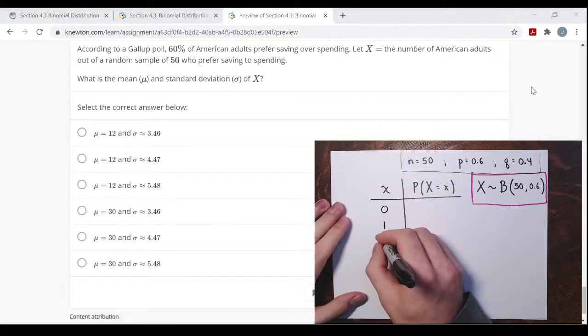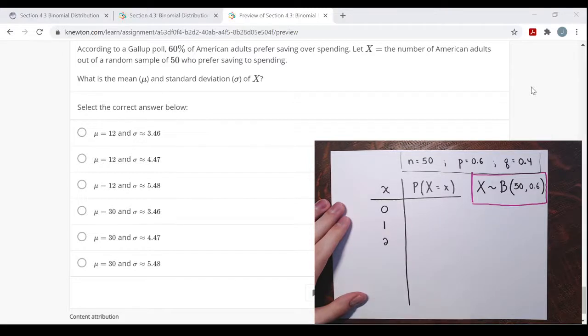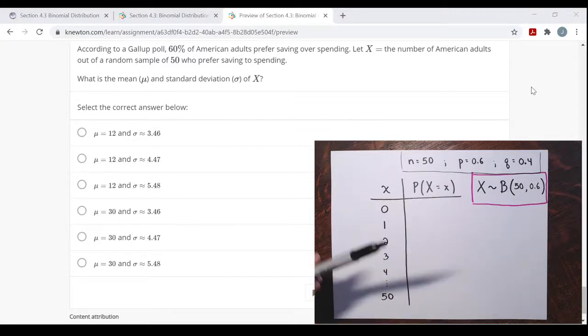There's also a chance that exactly 2 out of the 50 prefer saving over spending. 3 out of the 50, 4 out of them maybe. You see why I'm not going to actually complete this table, because this would continue on. And there's also a chance that all 50 of them, if I pick, again, a random group of 50 American adults, could say that they prefer saving over spending. So the possible values of this random variable are 0 successes up to all 50 trials being a success.